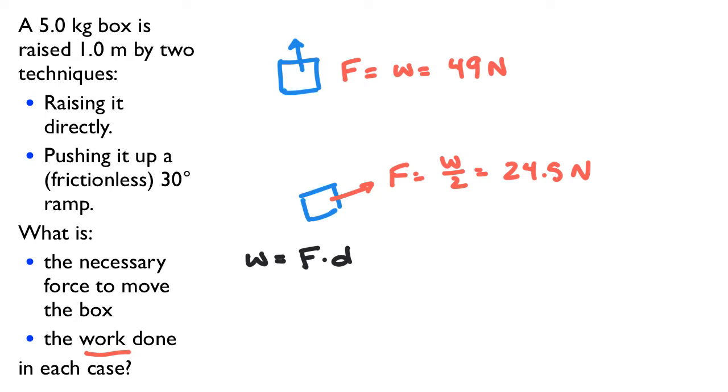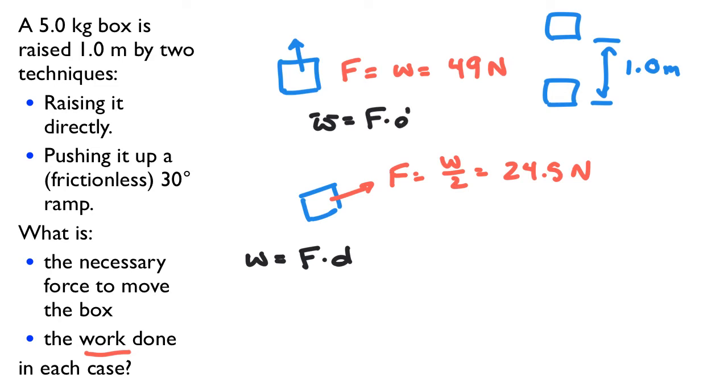Well, in the case here where I'm raising the box directly, it starts down here, ends up here. The amount that I've raised it by is just 1.0 meters. That's what we're told. So the work necessary to raise the box is the force we apply times the distance. That's just equal to 49 joules. Okay? That's the amount of work that we have to do.